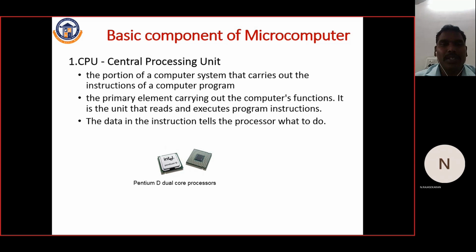Then the first component is the CPU, the central processing unit. It is the portion of the computer system that carries out the instructions of a computer program. So what is our required output? We are going to feed the computer program through this central processing unit. The primary element carrying out the computer function, it is the unit that reads and executes the program instructions. The data in the instruction tells the processor what to do. So these are the basics about the central processing unit.